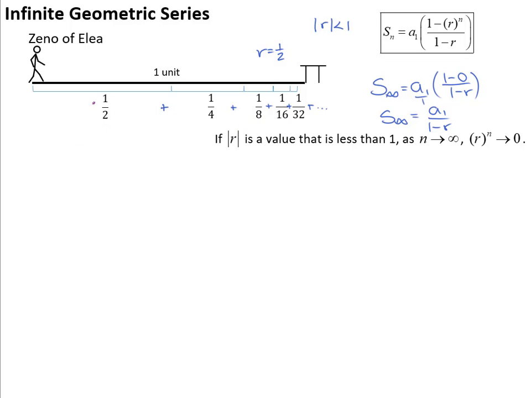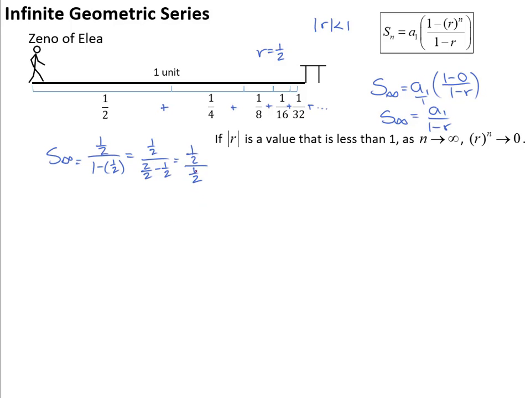So if we plugged in our first term, which would be 1/2, and divide it by, so this is the infinite sum here, 1 minus our common ratio, which is 1/2. Well, in the bottom, we're going to need a common denominator. So let's make 1 2/2. And 2/2 minus 1/2 is 1/2. So we end up with 1/2 divided by 1/2.